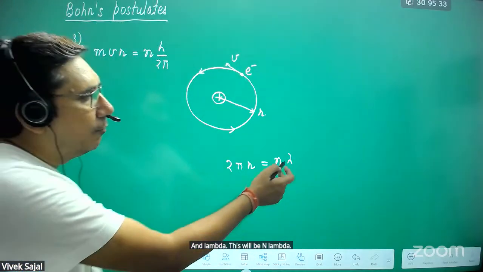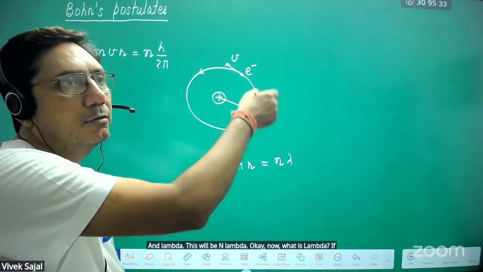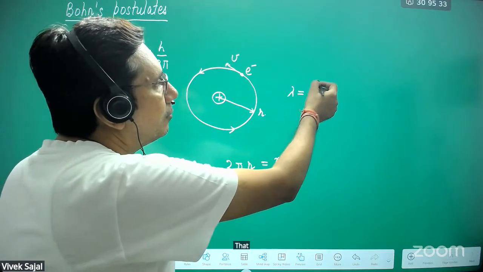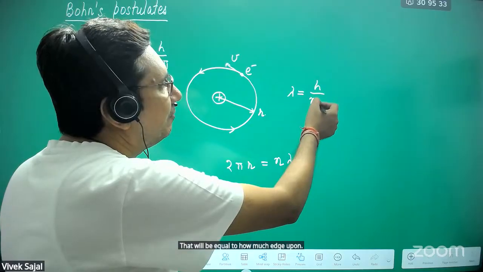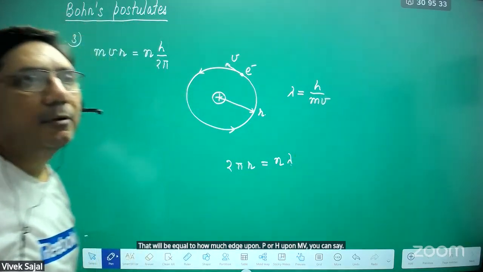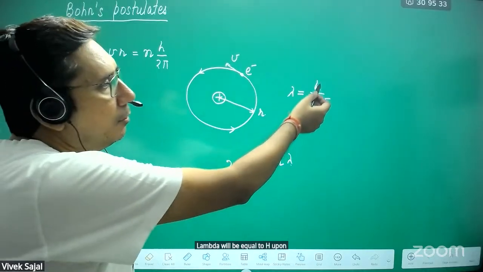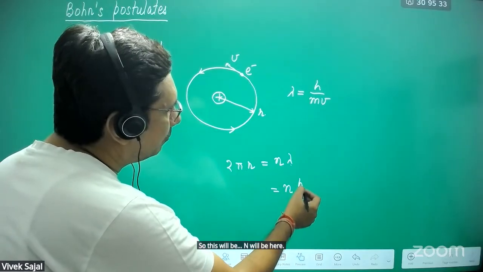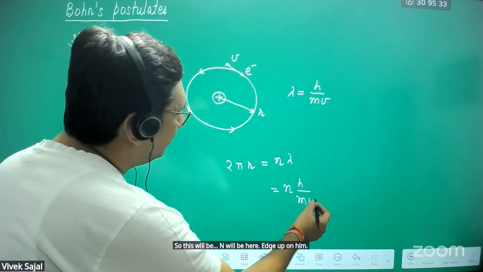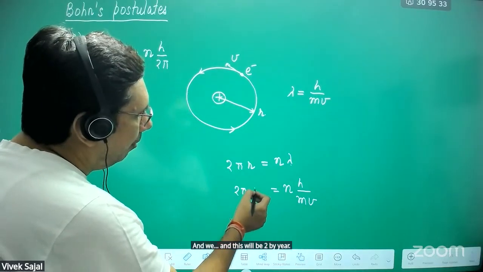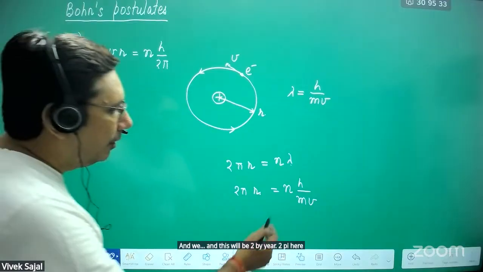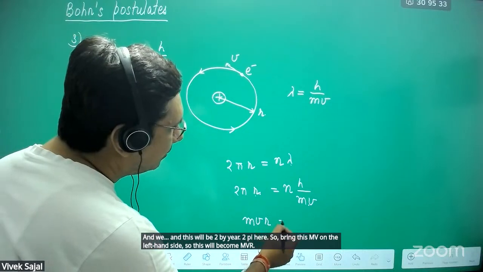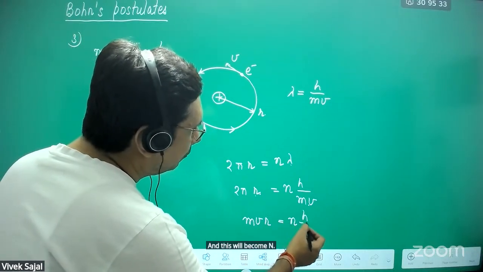Now, what is lambda? For the wave property, lambda is equal to h upon p, or h upon mv. Substituting here, 2 pi r equals n times h upon mv. Bringing mv to the left-hand side, this becomes mvr equal to nh upon 2 pi.